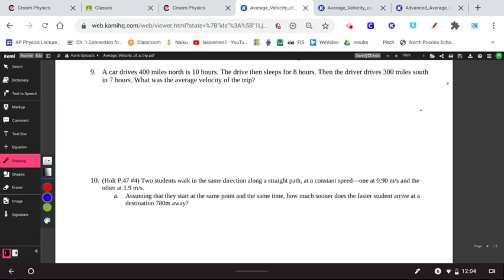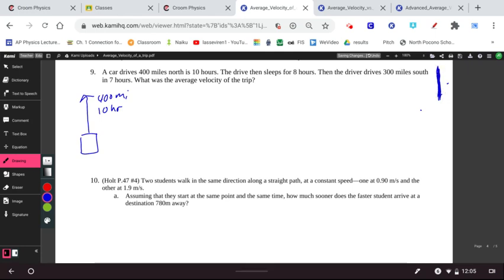So a picture will help in this process. So we have our car. It's driving 400 miles north in 10 hours. So this is my car going 400 miles in 10 hours. We're going in one-dimensional motion, so it's just north and south or east and west or in and out of the paper. So I can't draw that. It would get very confusing. All the numbers would overlay each other.